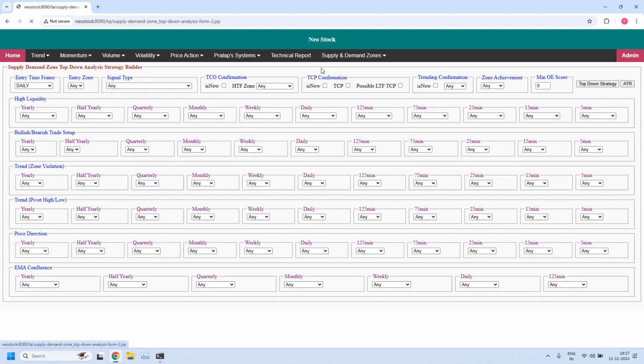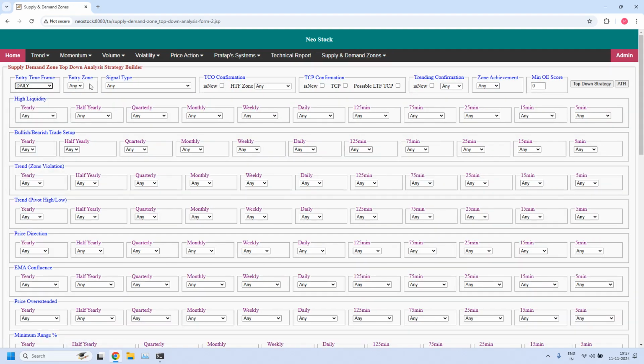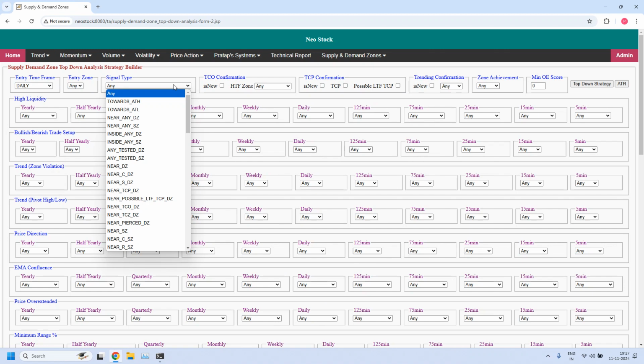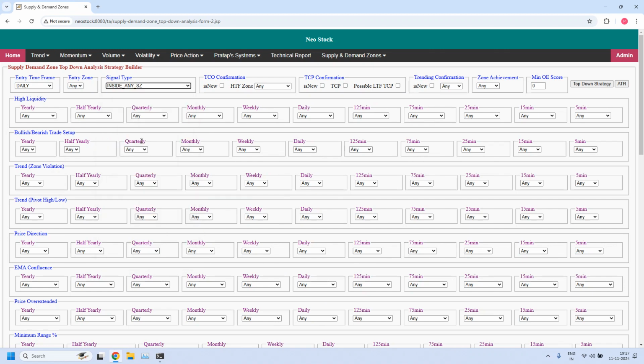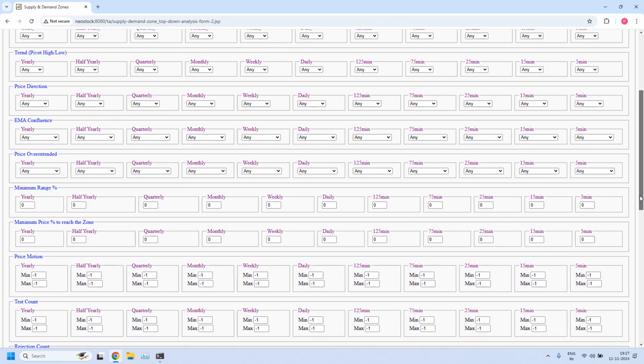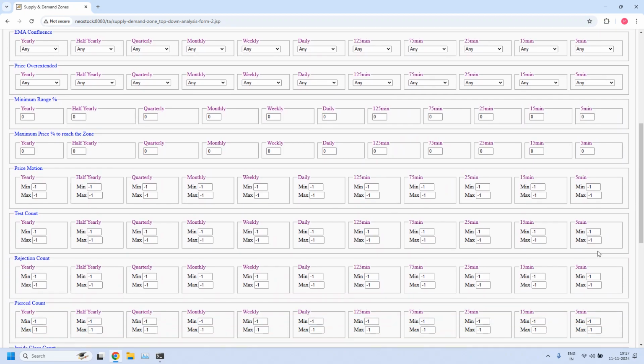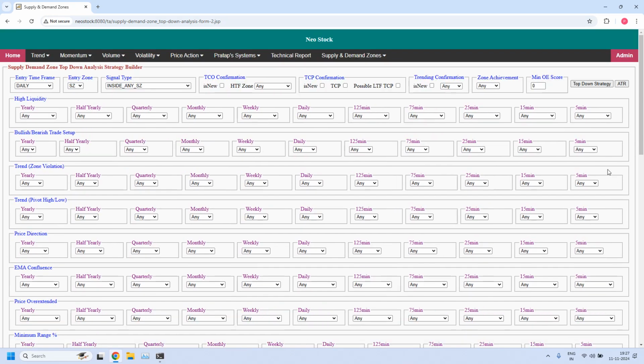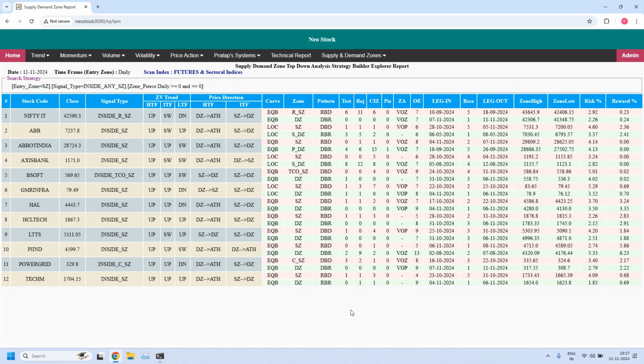Okay, next for daily time frame, let's find the stocks where price closed inside daily supply zone. So entry zone should be supply zone, and this daily supply zone should not be pierced. So in the pierced count, at a daily time frame, I am setting minimum value 0 and maximum value 0. We got 12 stocks. That means currently price closed in these 12 daily supply zones.